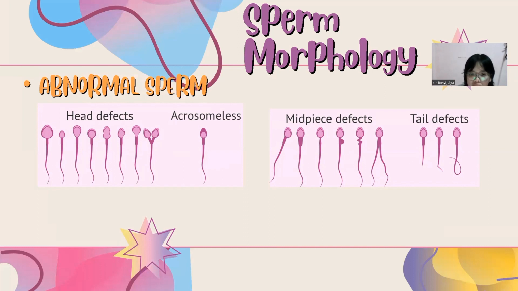As you can see in the picture, identified abnormalities in head structure include double heads, giant and amorphous heads, pinheads, tapered heads, and constricted heads. Abnormal sperm tails are frequently doubled, coiled, bent, multiple tails, and variation in tail length. An abnormally long neck piece may cause the sperm head to bend backward and interfere with motility.